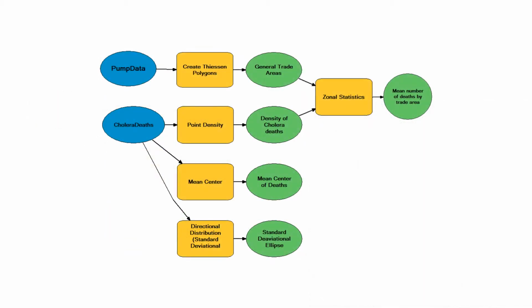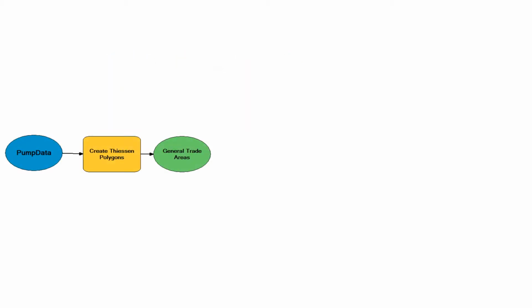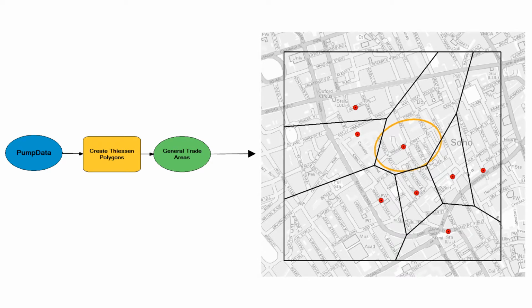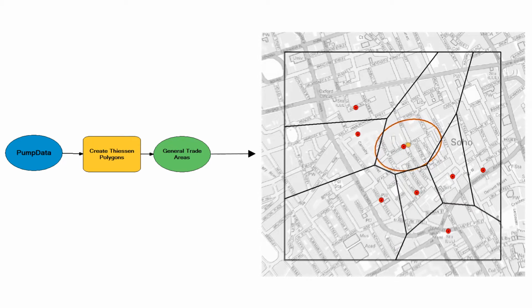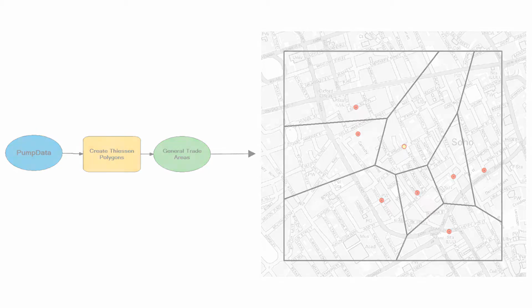Looking at the entire model once again, we can now focus in on the other half of the input data. This is the data for the 8 pumps surrounding the Soho outbreak. Using the Thiessen polygon tool, I was able to create another map, this time depicting the 8 general trade areas, one for each pump. By adding in the standard deviational ellipse, we start to isolate the area in which the contaminated pump could be. Next, I added the mean center of deaths back into the map, showing exactly how close the mean center is to the Broadwick Street pump, leaving us with no other pump to question.